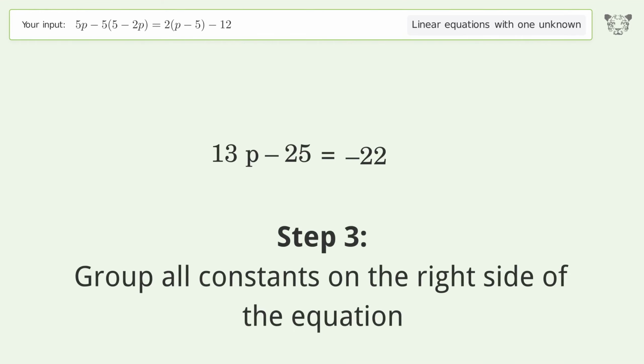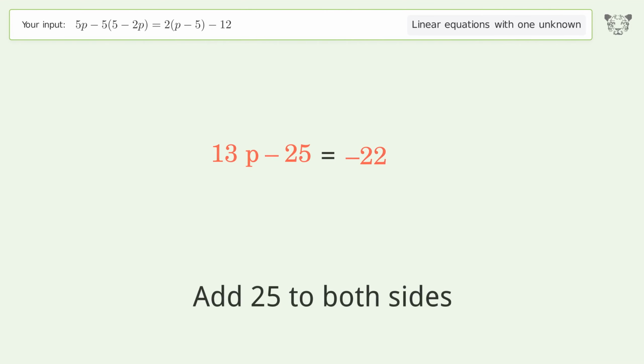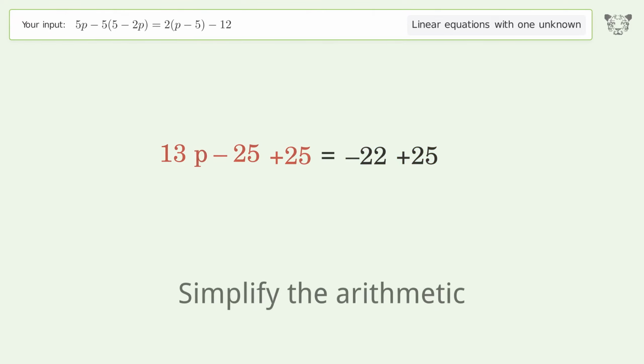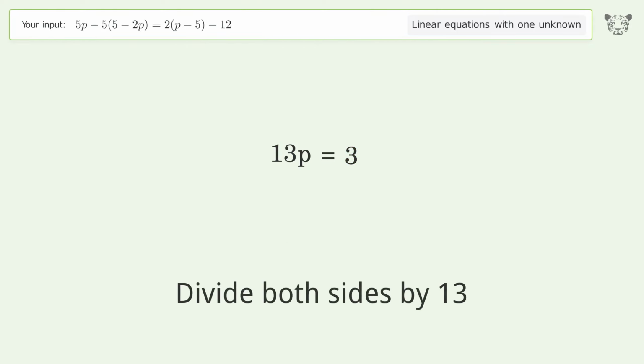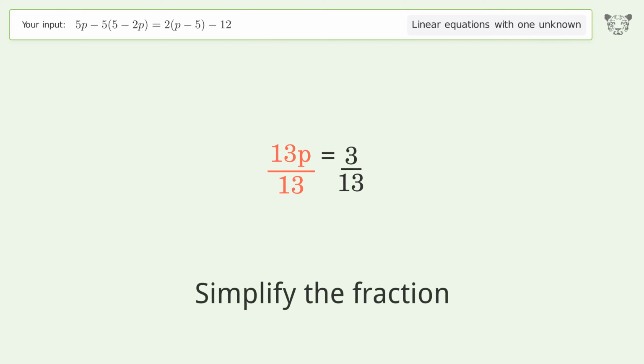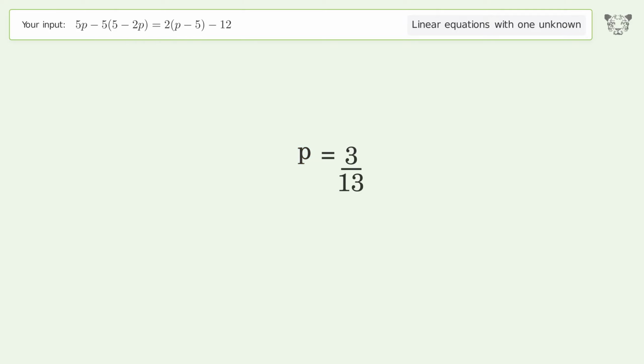Group all constants on the right side of the equation. Add 25 to both sides. Simplify the arithmetic. Isolate the p. Divide both sides by 13. Simplify the fraction. And so the final result is p equals 3/13.